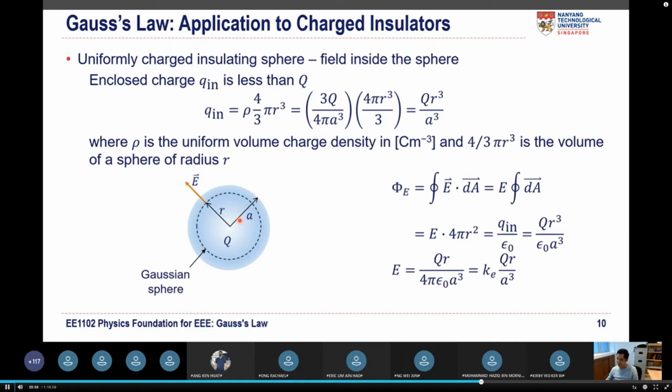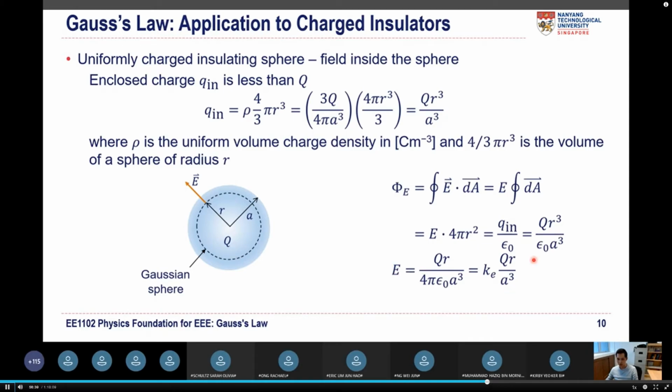Now, when you are inside this charged insulator ball, the electric field inside of it will depend on what? It will depend on the radius of where you are in this charged sphere. If you are close to the center of the sphere, your R is going to be small, and then your electric field also is going to be small. But as you go further and further out, your electric field is going to increase.